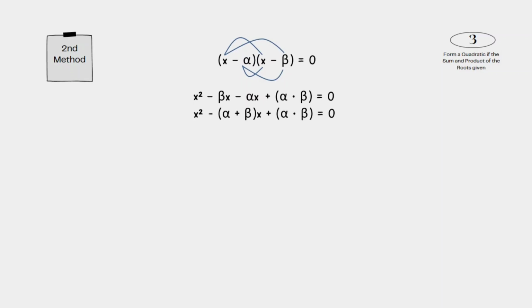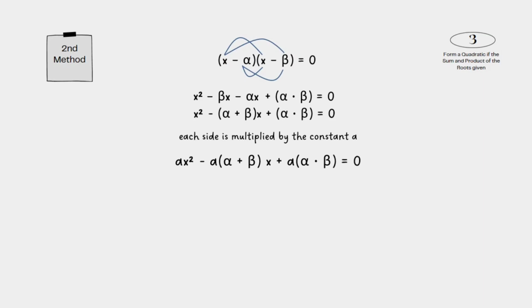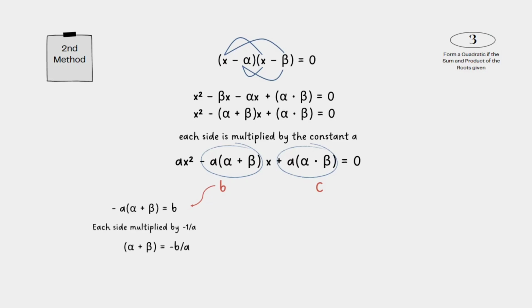So, why do we get alpha plus beta equal to negative b over a and alpha multiplied by beta equal to c over a? Starting from this equation, each side is multiplied by the constant a, so that the equation becomes as follows: ax squared minus a times (alpha plus beta) times x plus a times alpha multiplied by beta is equal to 0. After that, we compare it with the general form of the quadratic equation, so we get negative a times (alpha plus beta) equal to b.